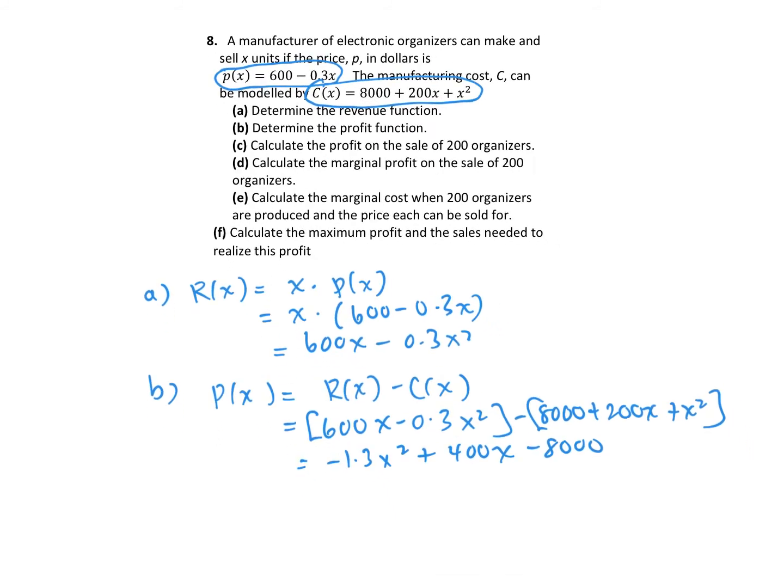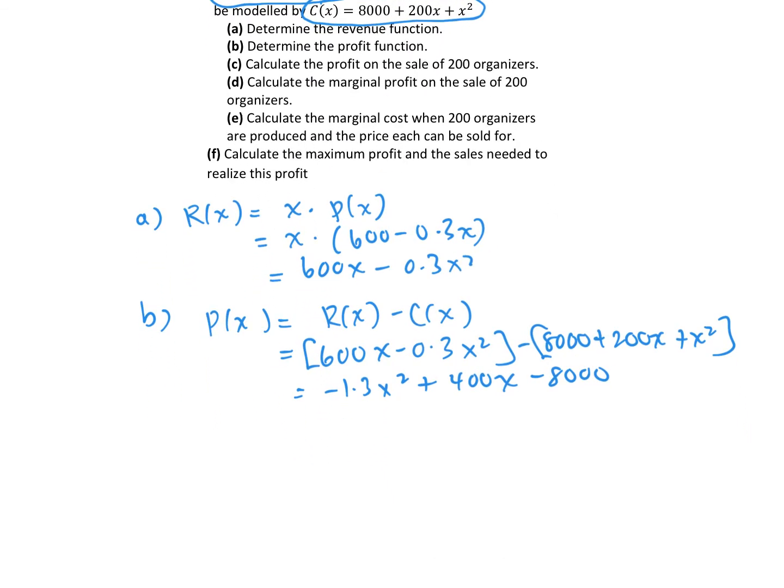And then it just wants us to use that profit function to find the profit on 200 organizers. So we're just going to do P of 200. We'll just substitute that into our profit equation, and we will determine profit of 200 items. That works out to be $20,000.